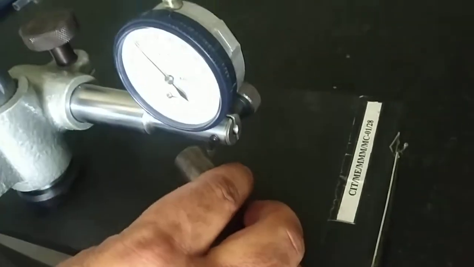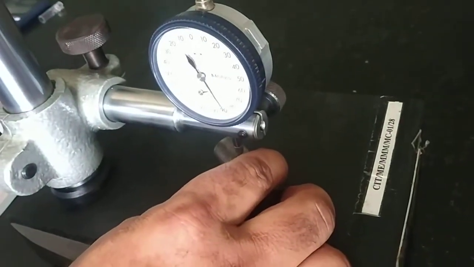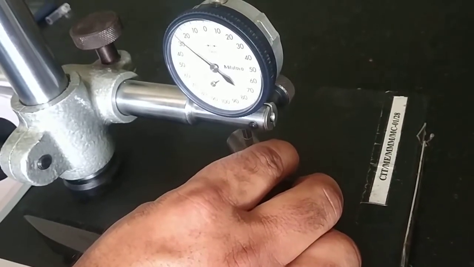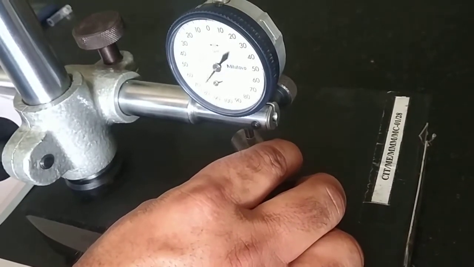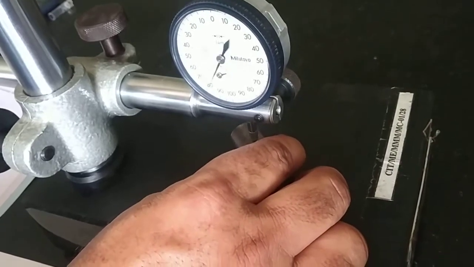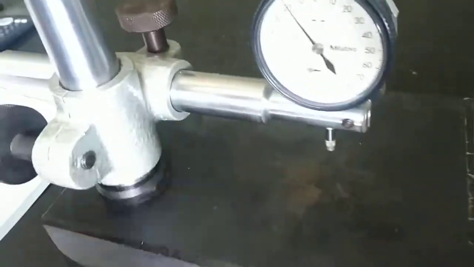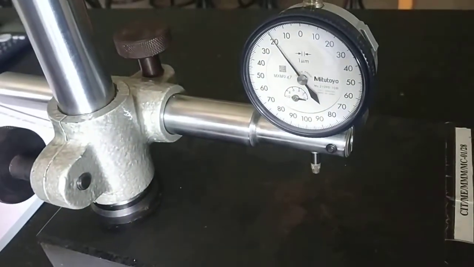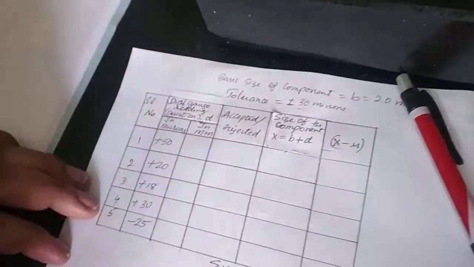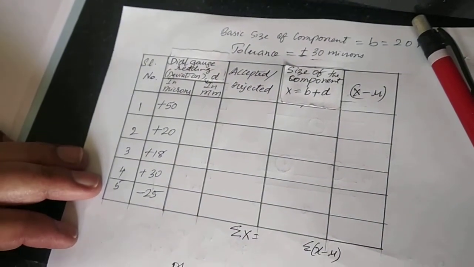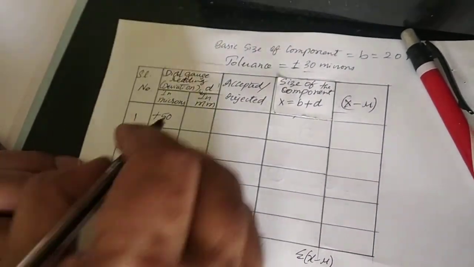Next, the last one in our experiment. For simplicity we have taken only 5. You can do it for more. Now you see, it is showing minus 25, minus 25. So these are in microns. I have to convert them into millimeters, so divided by 1000.